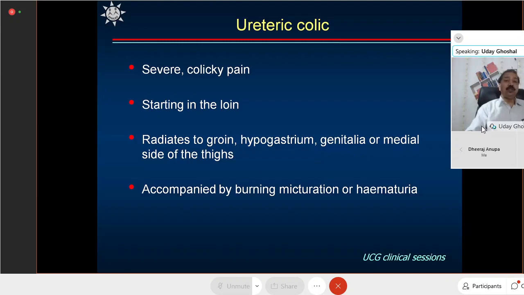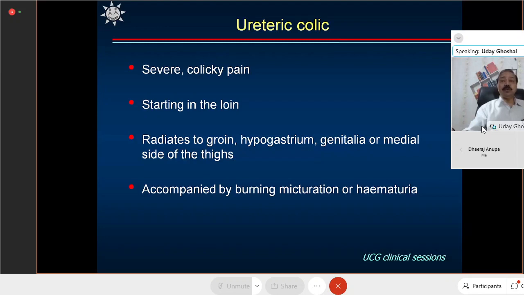Because there is a nerve which is going behind the kidney. This is called genitofemoral nerve. The irritation of genitofemoral nerve, which passes through the femoral canal, and then it supplies the genitalia such as scrotum or labium in case of female, and the medial elliptical area in the medial side of the upper part of the thigh. That's why they typically have pain in the groin, in hypogastrium, in genitalia and medial side of the thigh.